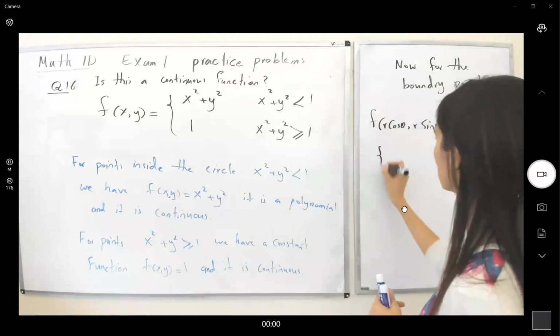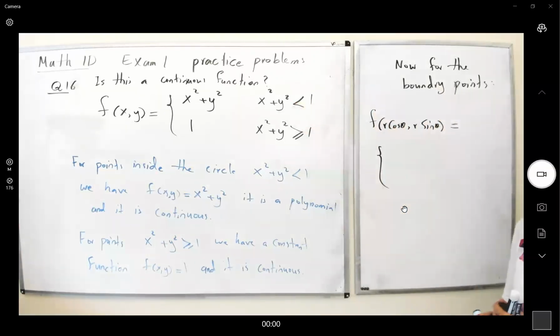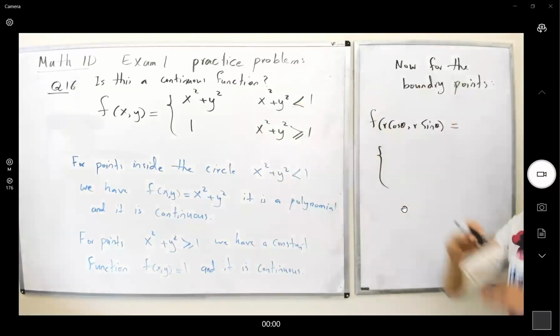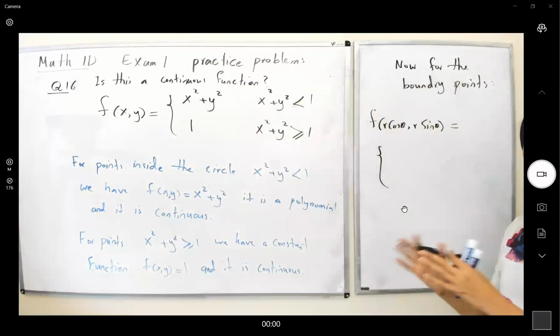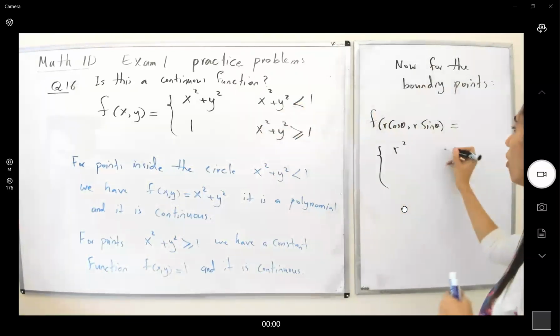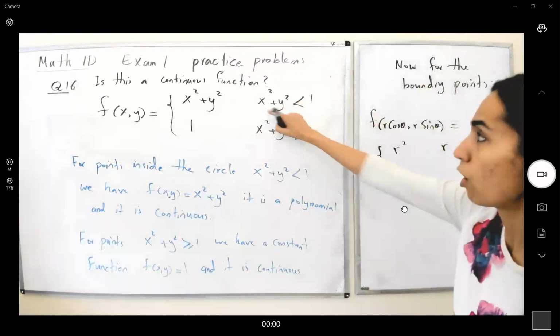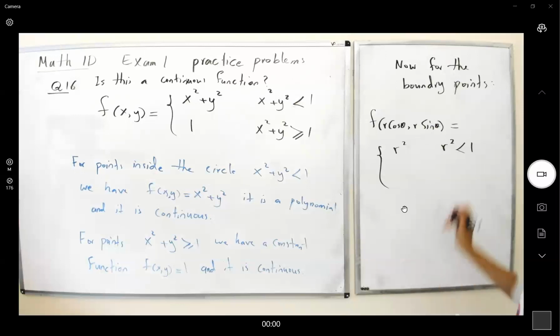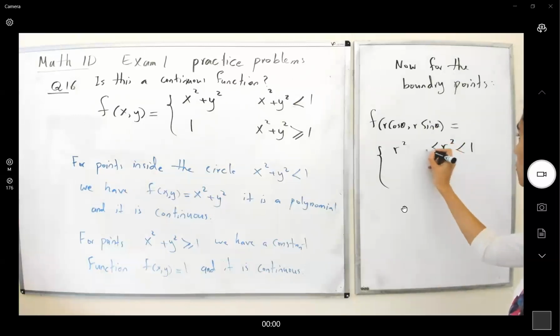So note that I have a function that is actually defined as x squared plus y squared. So r squared cosine squared plus r squared sine squared is equal to r squared, while r squared is less than 1. And note that r as a radius cannot be negative. So r is sandwiched between 0 and 1.